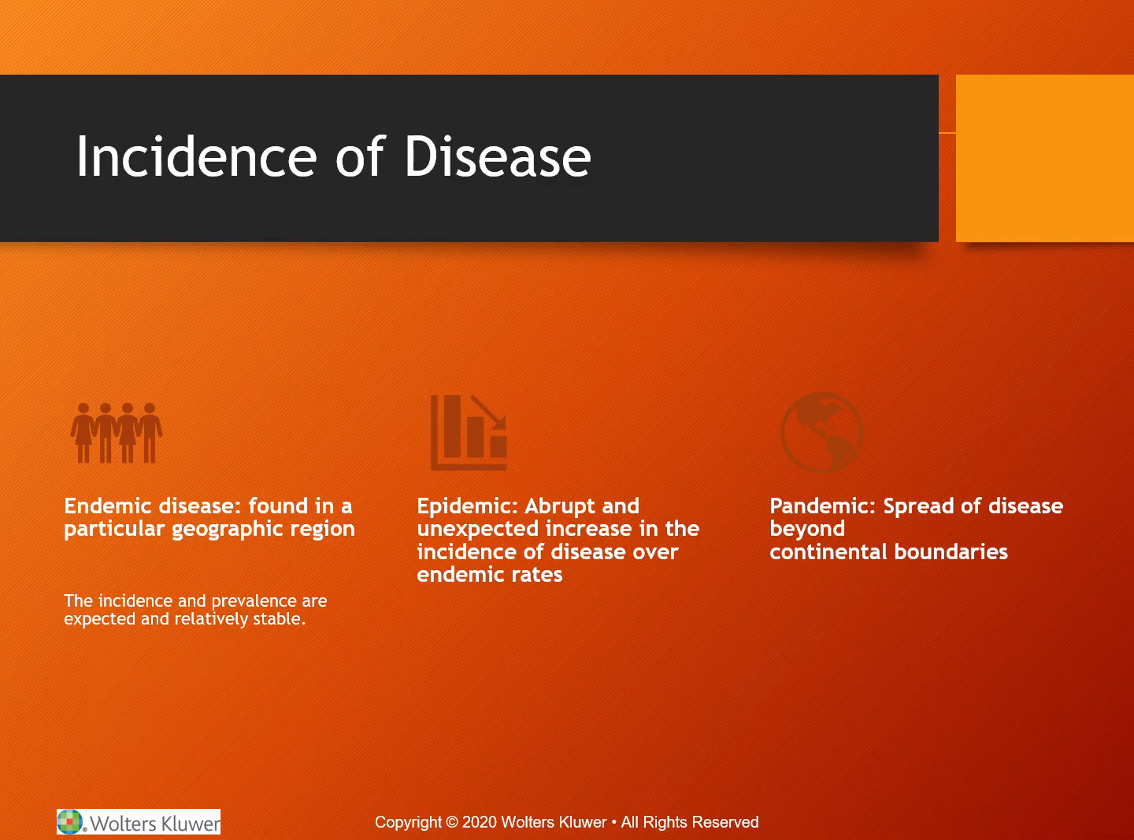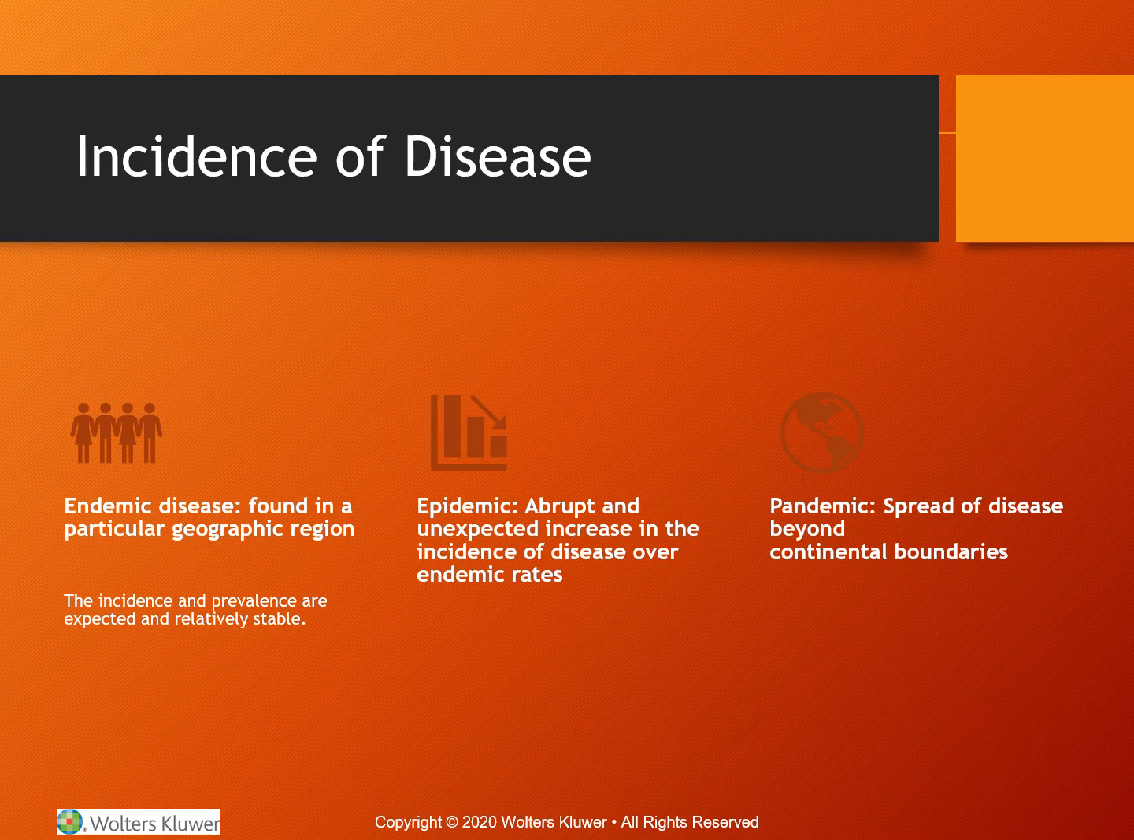Some terminology too related to the incidence of infectious diseases. When we talk about a disease being endemic, it means that that disease is found in a particular geographic region. So the incidence and prevalence are expected of that disease and relatively stable over time. One of the things we talked about during the COVID epidemic was that eventually that disease would become endemic to a lot of different areas, meaning it would be constantly circulating, but the circulation would be predictable based on different environmental factors like time of year and amount of spread. So that's what we talk about with endemic diseases.